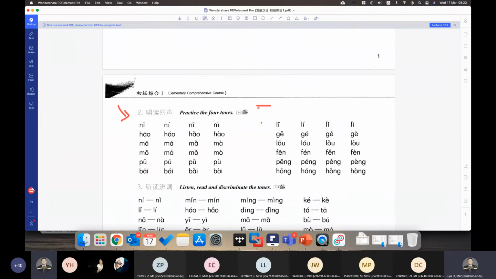Li, right? Li, you don't change anything. Second tone, you see it's going up, so you need to make a rising tone, like a question. Li, okay? Maybe a little bit dramatized, but I'm trying to tell you how it sounds. Li, going up. The third tone, going down first and going up again, as you see how it's written. Li. And the fourth tone, going down, very determined, short and harsh. Li.